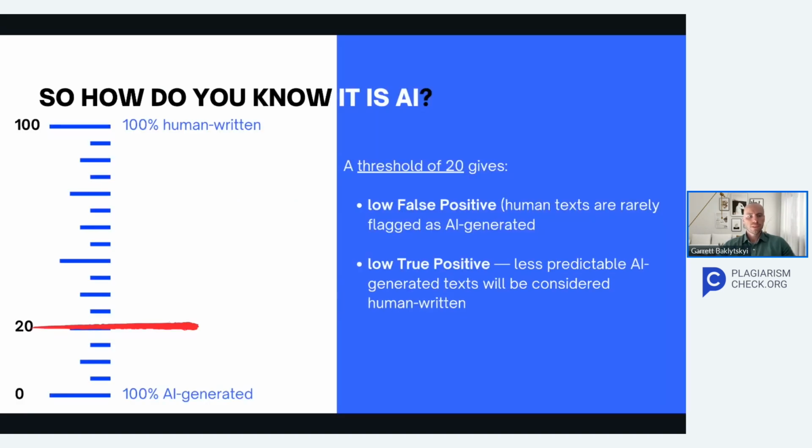Here is an example. We have a scale from 0 to 100, where 0 is 100% AI generated text because humans simply cannot write text with such high predictability. And 100 is 100% human written text because AI is not capable of generating text with such creativity. For example, we take a threshold of 20 and we consider everything that is below 20 as AI generated and everything that is 20 and more as human written. 20 in this case represents a certain set of metrics that AI detectors analyze when they check the text and compare it to how AI usually generates text.